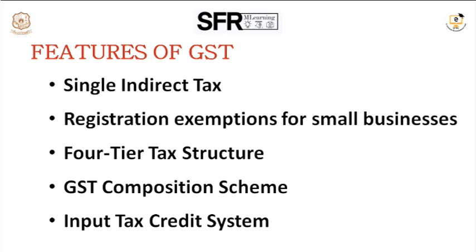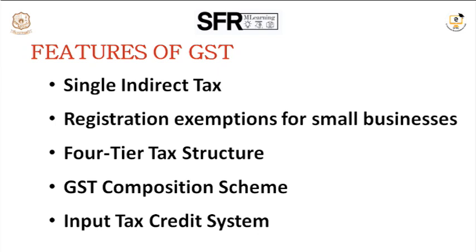Next feature we can say is the GST composition scheme. There is a scheme in GST which is termed as composition scheme, but not every taxpayer can opt for this scheme. It allows only eligible business people who have a particular turnover. So, what does the turnover mean? They have to have a turnover of 1.5 crores. So, only the persons having a turnover of 1.5 crores are allowed to go into this composition scheme.